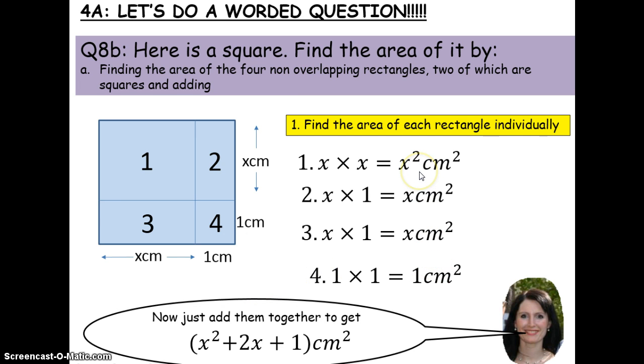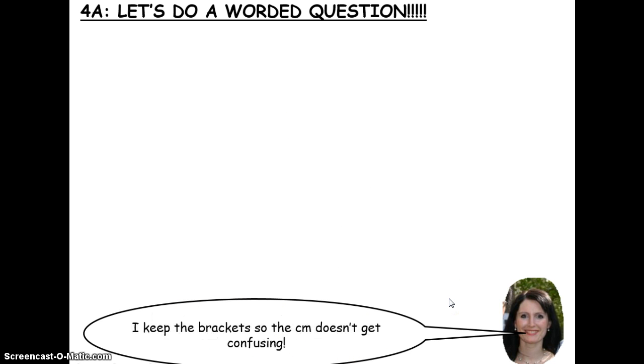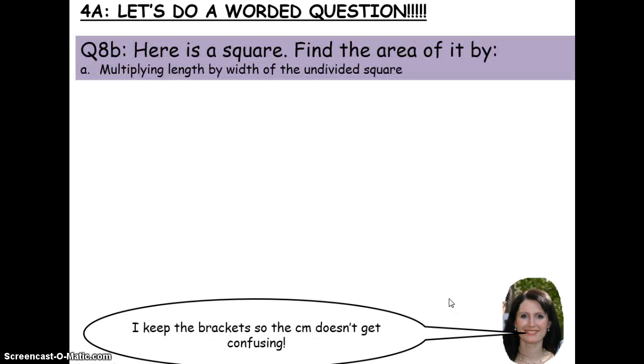Now we just add these together. x squared plus x plus x plus 1. These are like terms, the x and the x. 1x plus 1x gives us 2x. So the answer is (x squared plus 2x plus 1) centimetres squared. I put that in brackets because it means that all of it is centimetres squared. That's important.